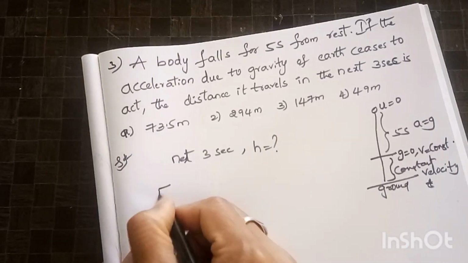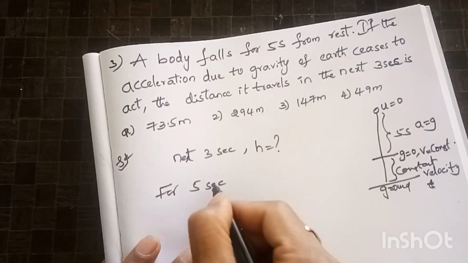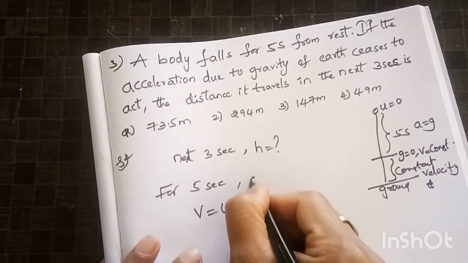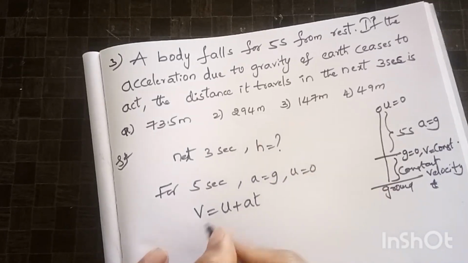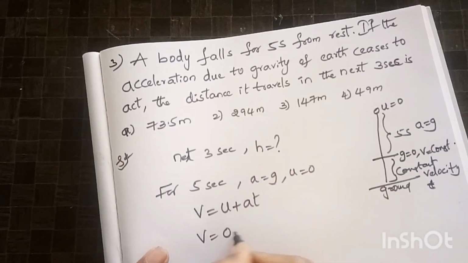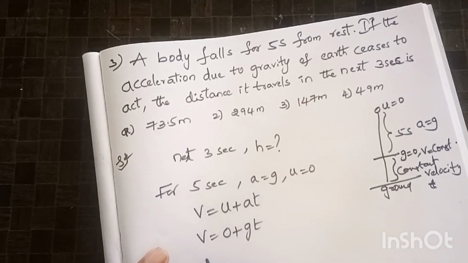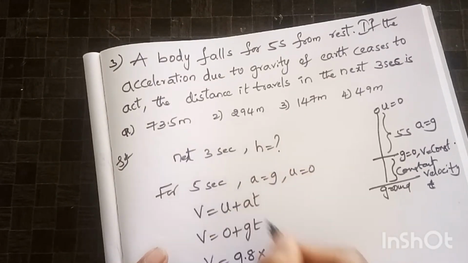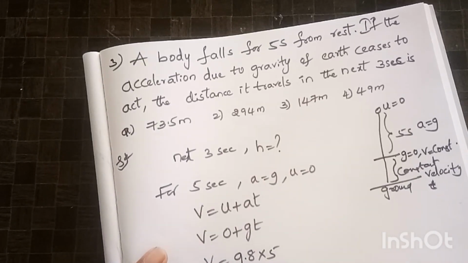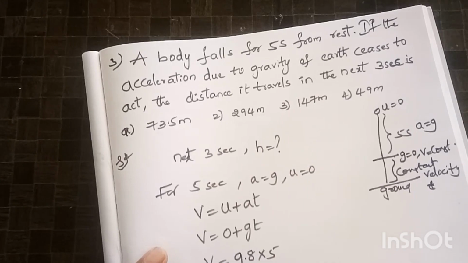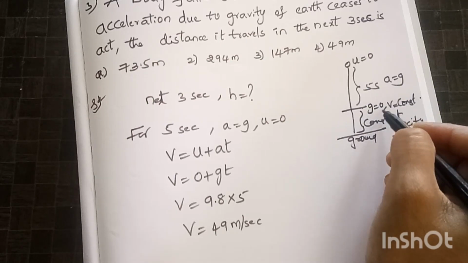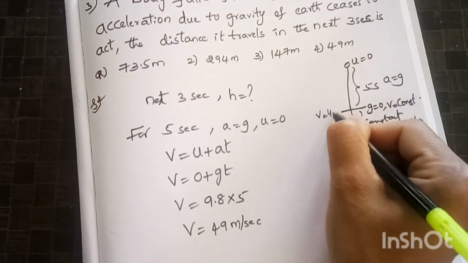So for 5 seconds, what will you get? v equals u plus at, a equals g, u equals 0. So v equals u plus gt. What is the value of g here? We can take it as 9.8. 9.8 into 5. So v is equal to 49 meter per second. So the velocity it has traveled with is 49 meter per second.